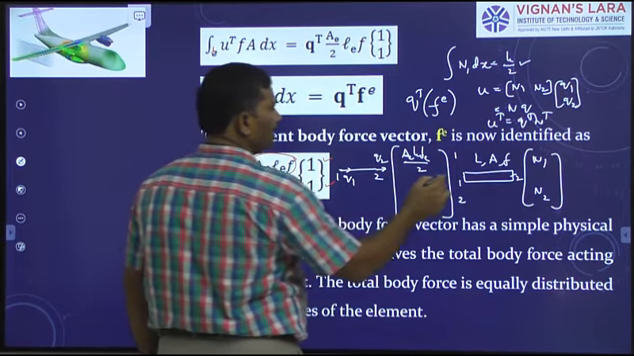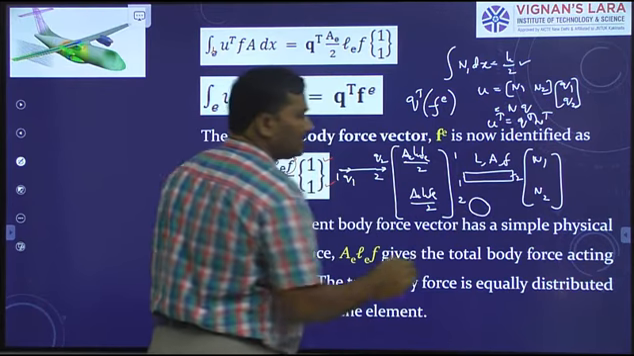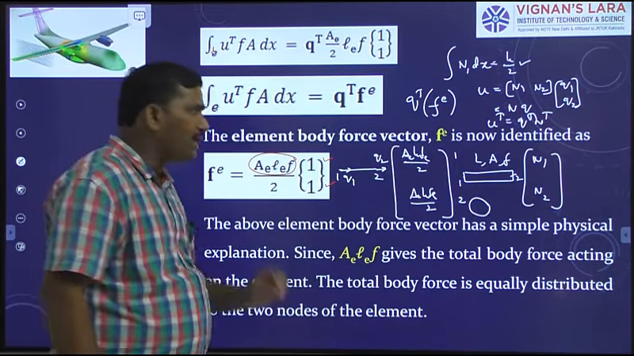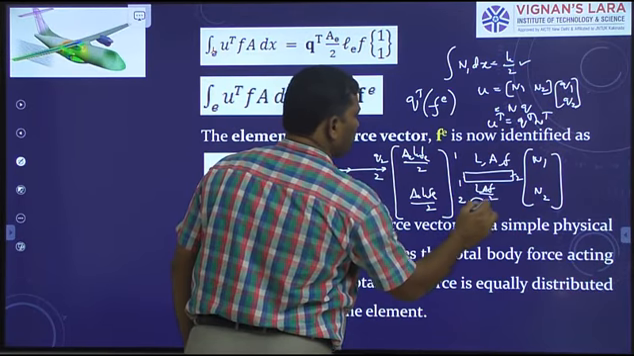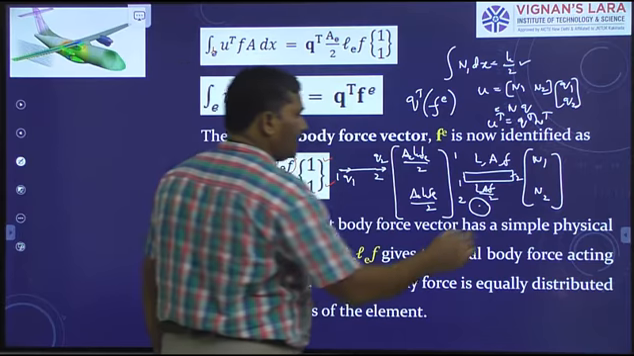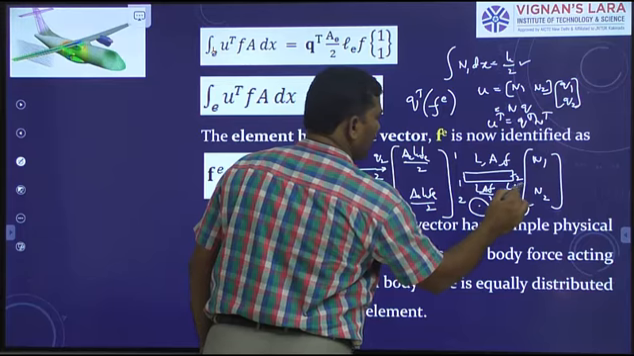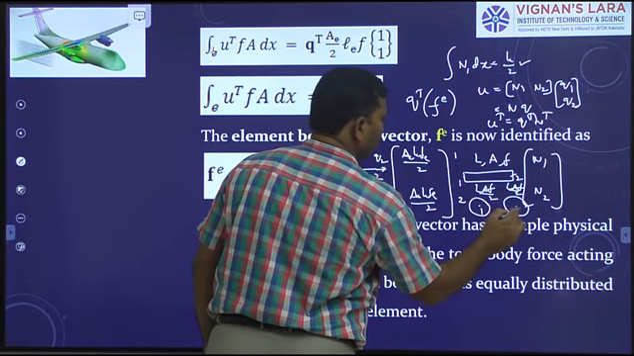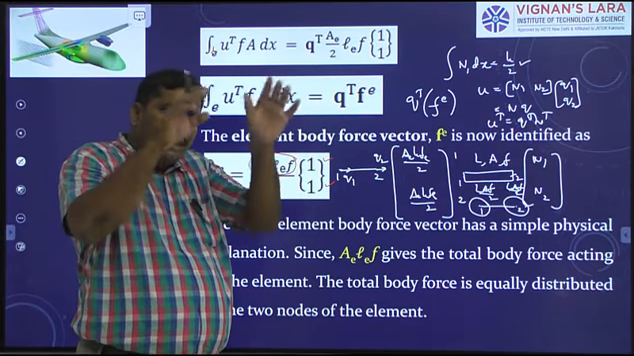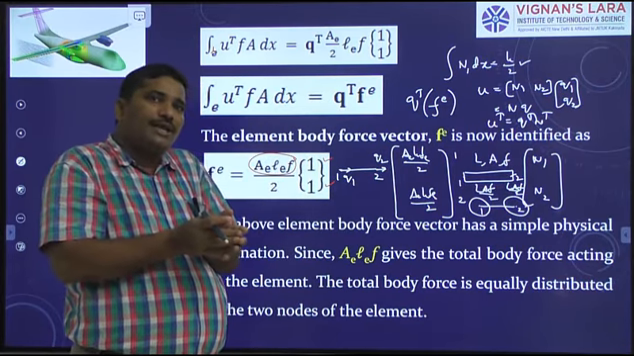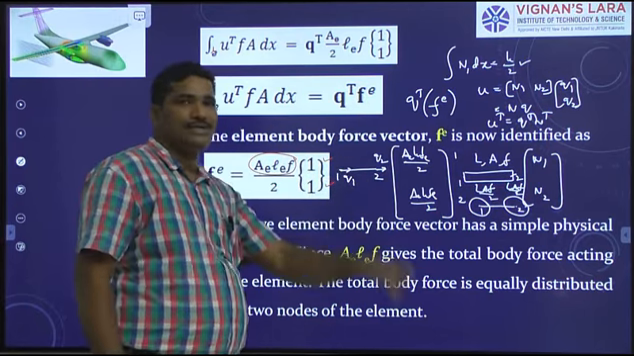Therefore, at node 1, we can consider a body weight of ALF by 2, and at node 2, we can consider a body weight of ALF by 2. This is node 1, this is node 2. This is how we can understand that the entire weight of the elastic solid is equally shared by both the nodes. That is what we can understand.